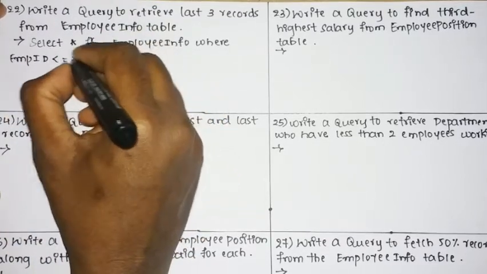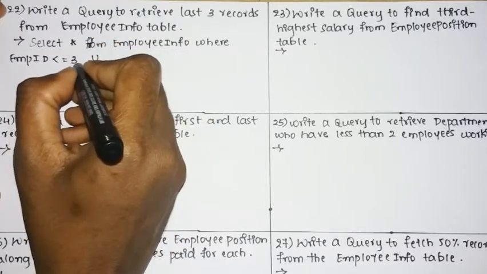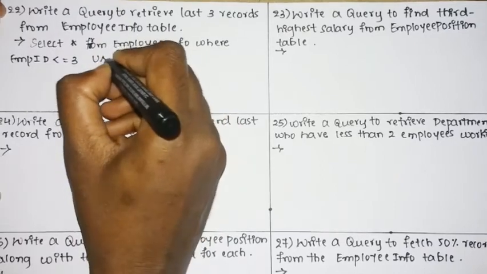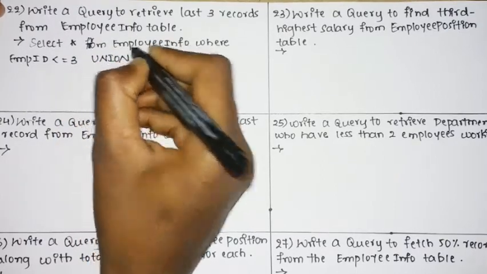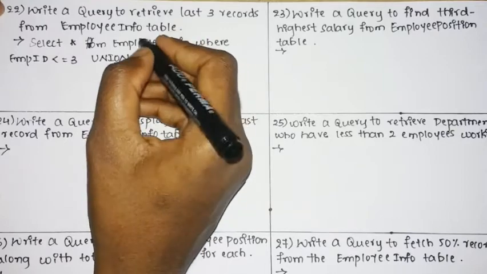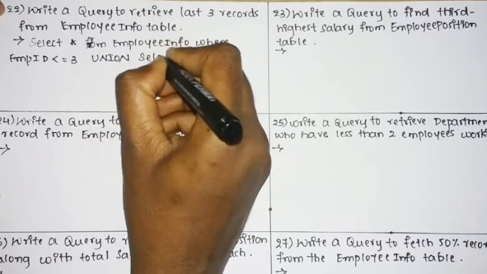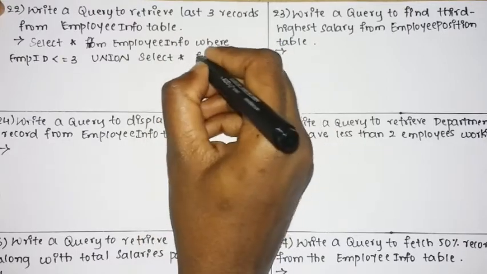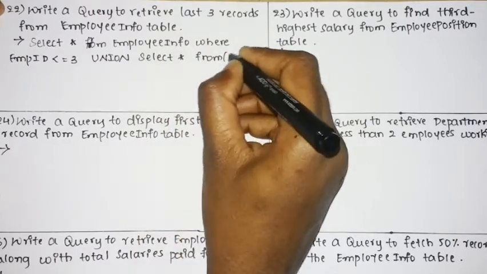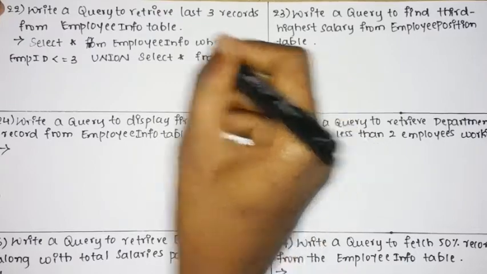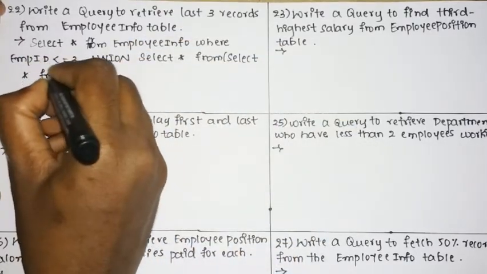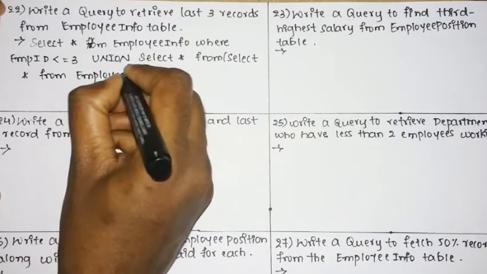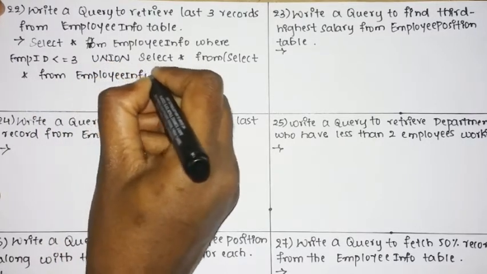After that, here we need only 3 records, but you need to select the last 3 records from the table. Therefore you are going to use a union keyword to combine the two select statements. So union, followed by again what you need, to retrieve the last 3 records. So select star from employee info. The name of the table is employee info.